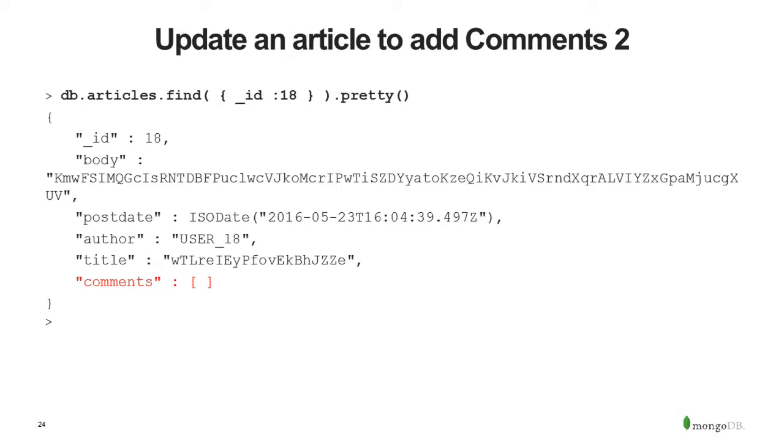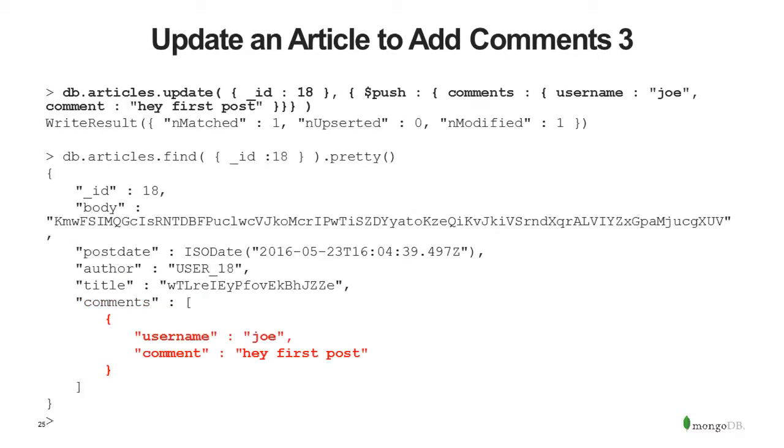So we can see, if we look at the data now, we've got a new field in here in red, the comments field, and it's an empty array. So next step, how do we add a comment to this document? Well, again, we've got db.articles.update, the ID is 18 as before, and we can append to this array a comments document.